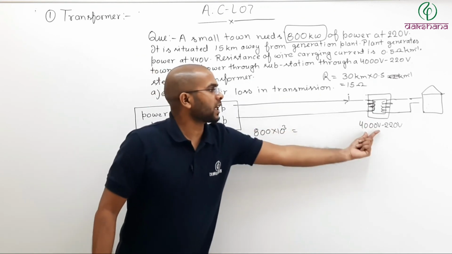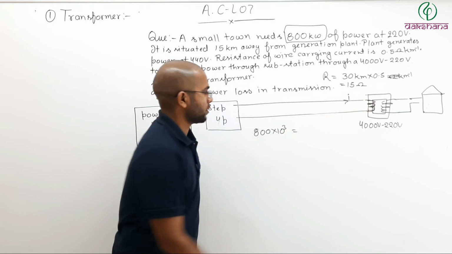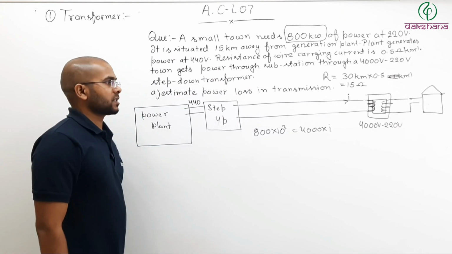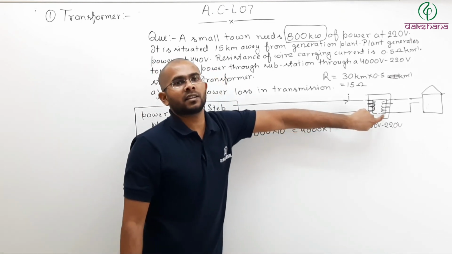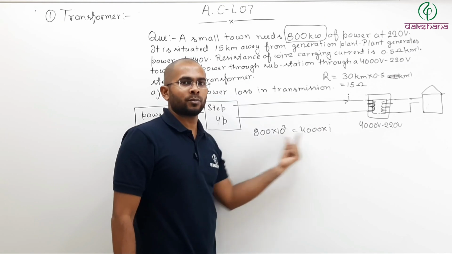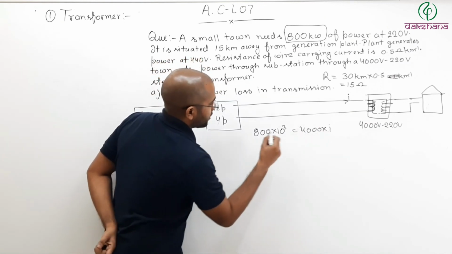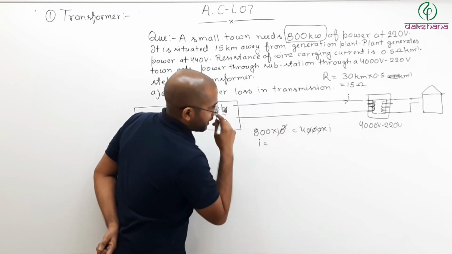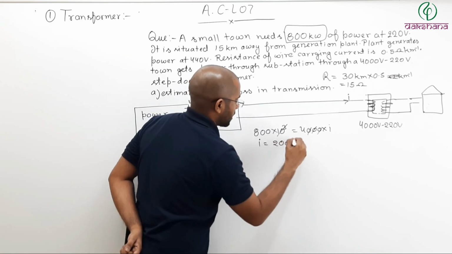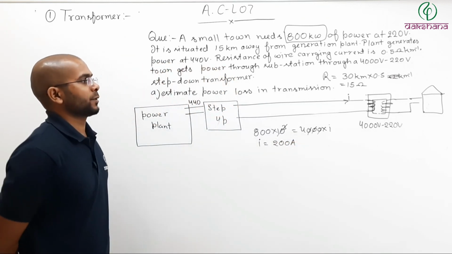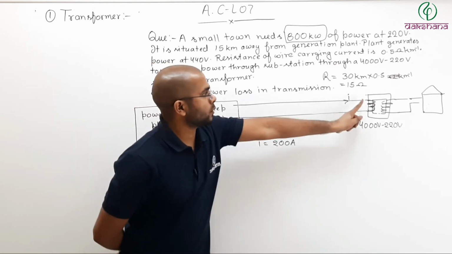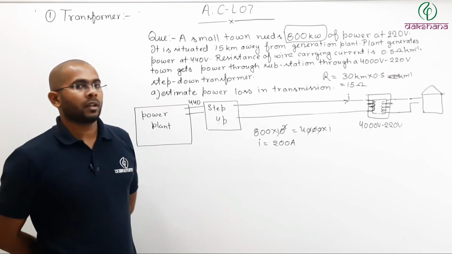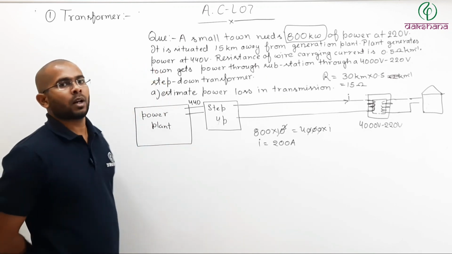So what is power? Potential multiplied by current, that is power. So can I write it like this? 4000 multiplied by I. That is the power input in this transformer, and this is the power output, both should be same. So I is how much? The 3 cancels. I is nothing but 800 divided by 4, that is 200 ampere. That is your I. So the current in this coil here is 200 ampere. Very high.